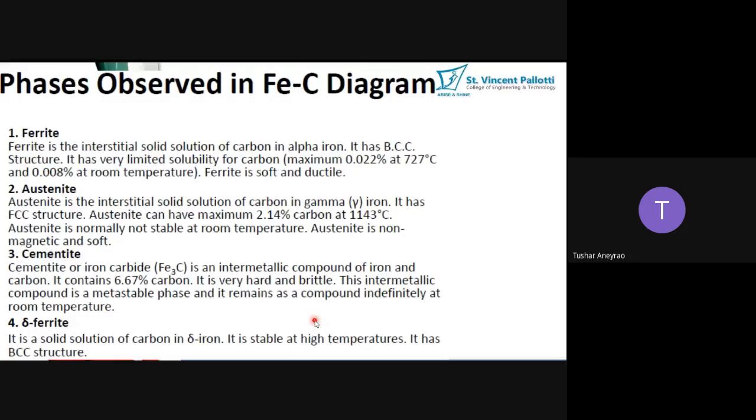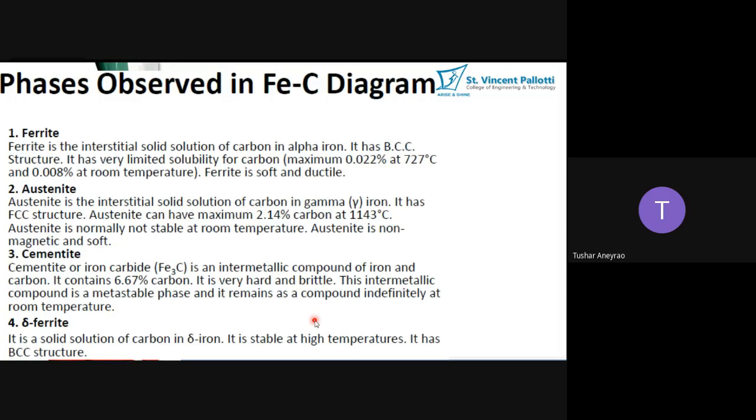What are the physical properties of ferrite? Ferrite is a soft and ductile phase. Okay, so whenever there is a question on the iron carbon diagram, at that time this information about the phases is very much important. You have to write down this information about the phases. First is ferrite, then second is austenite. Ferrite is at room temperature.